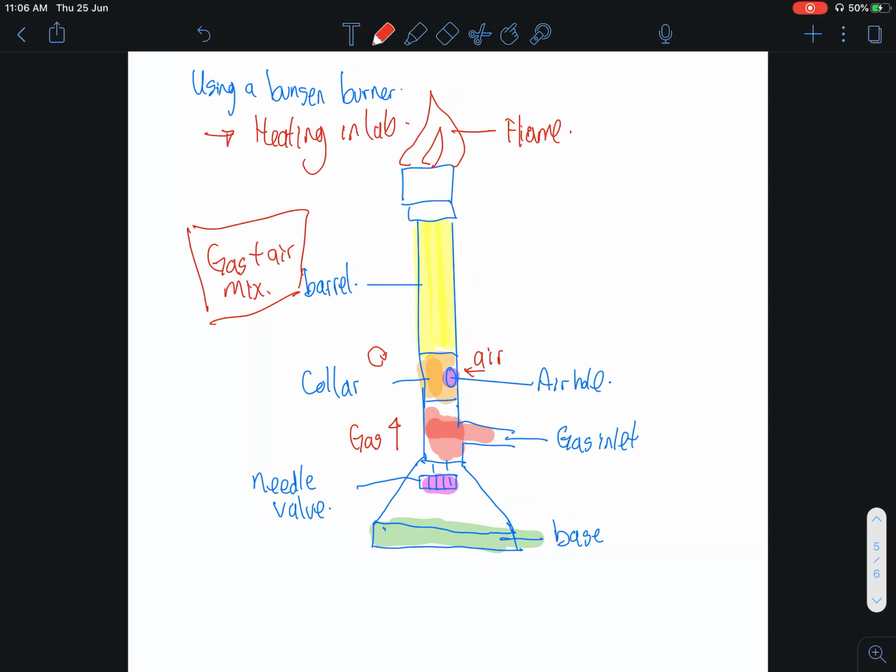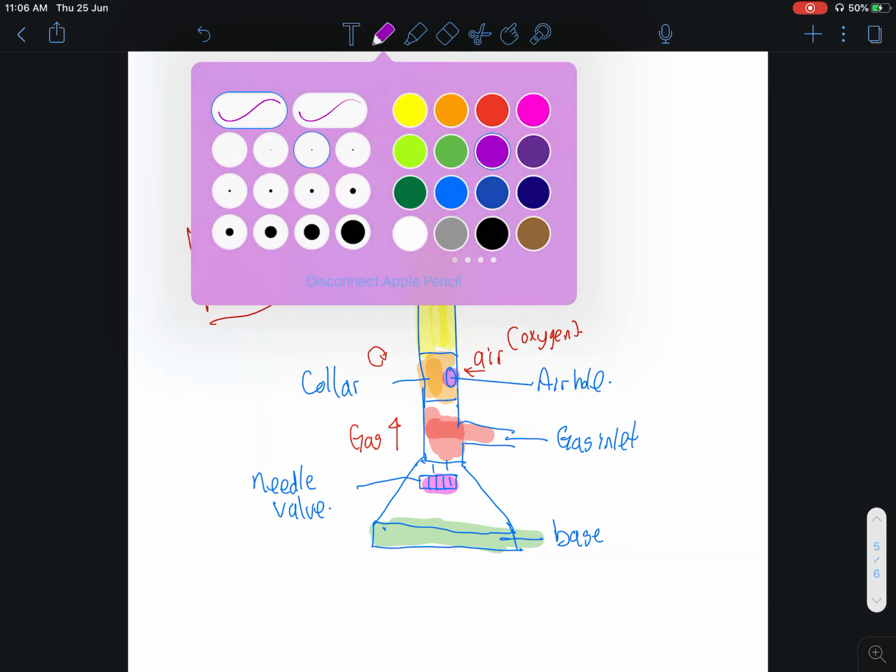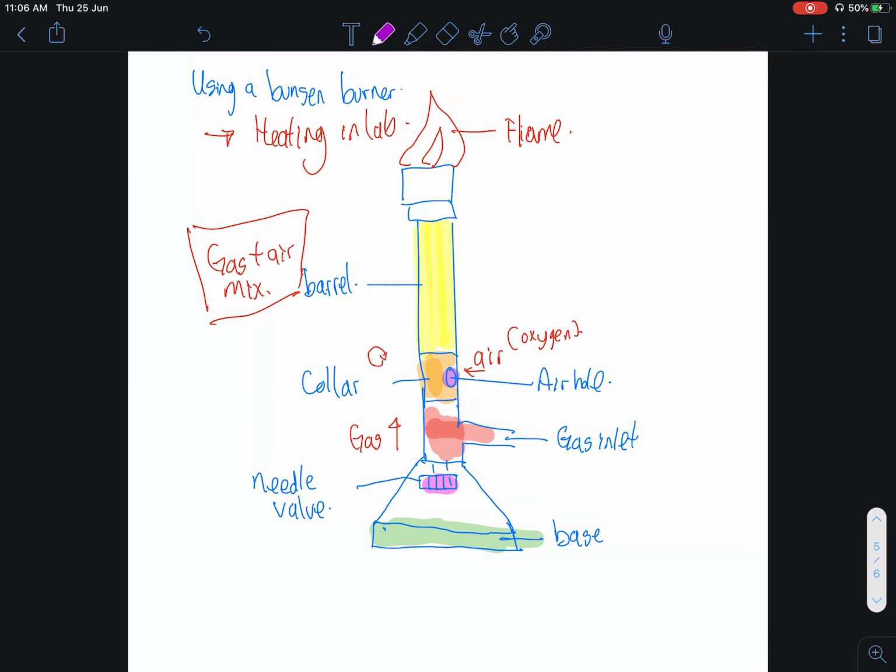Why? Because air contains oxygen, and we all know that oxygen helps combustion, it helps to burn even greater. So that is how we control it. And of course, by closing the air hole, there is still gas present which allows burning to take place. However, this flame would change color, which we will discuss more later on, and it's not necessarily that hot anymore. But it is still hot enough to burn you. So you still have to be careful.